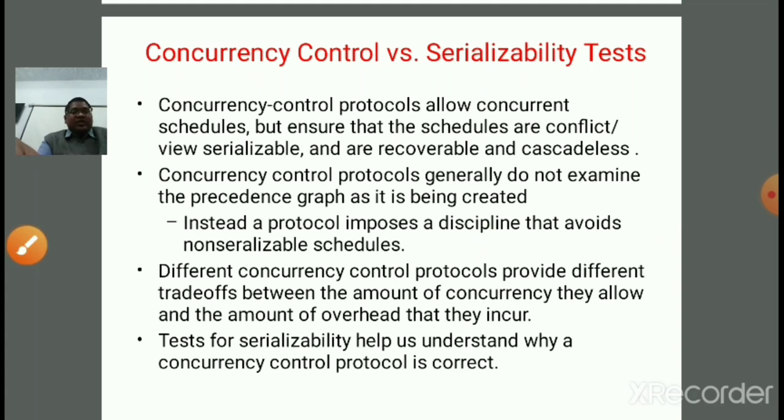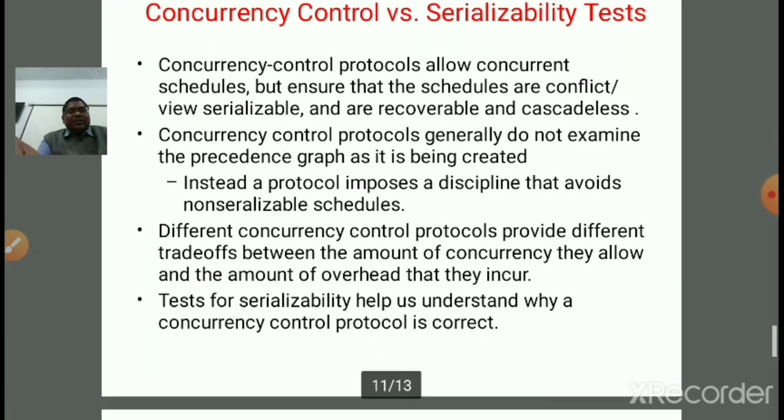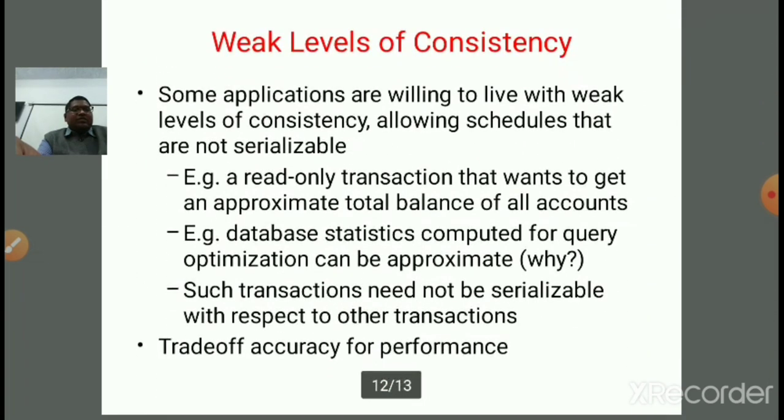Now, different concurrency control protocols provide different trade-offs between the amount of concurrency they allow and the amount of overhead that they incur. The test for serializability helps us understand why a concurrency control protocol is correct. So okay, now, weak levels of consistency.